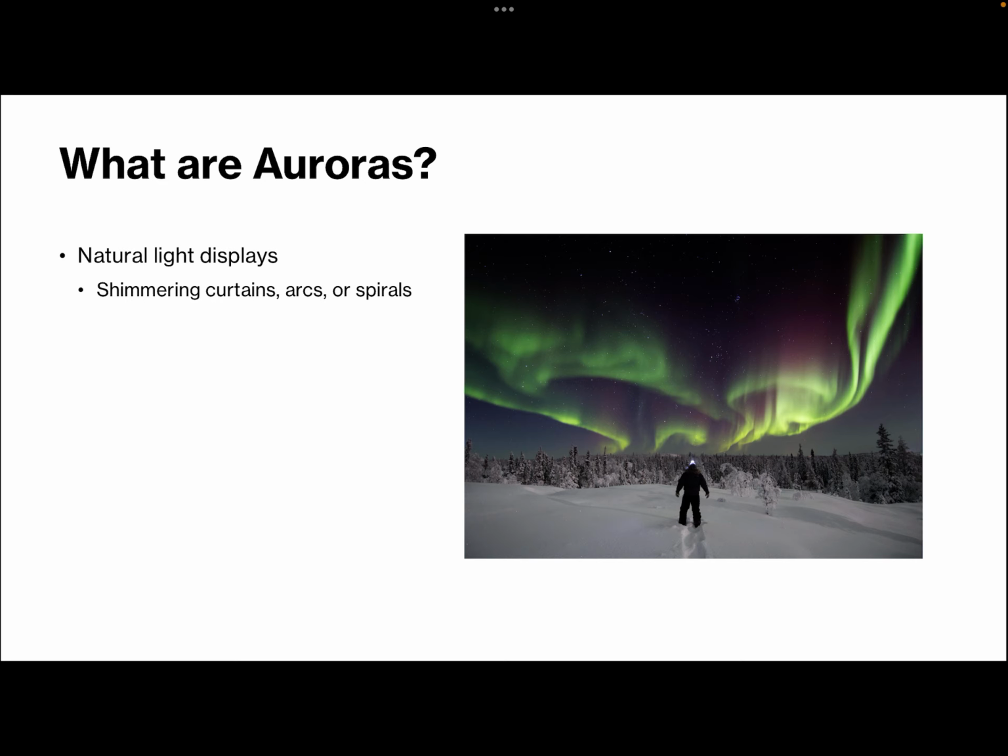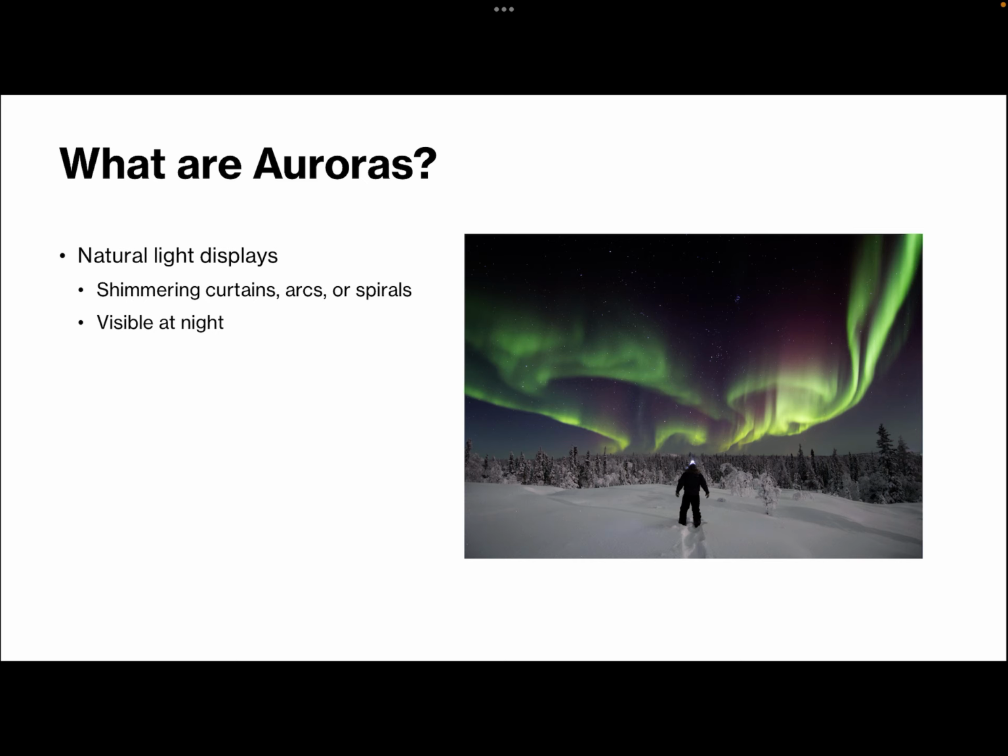And as we can see on this picture, on the left side we see some arcs, and on the right side there seems to be some spiraling. Then sort of in the center, a little bit to the left, we can see what looks like a curtain.